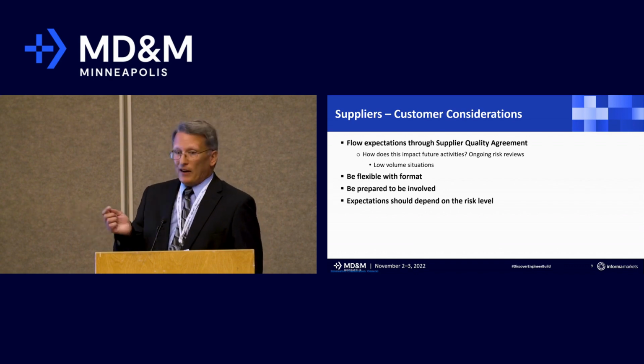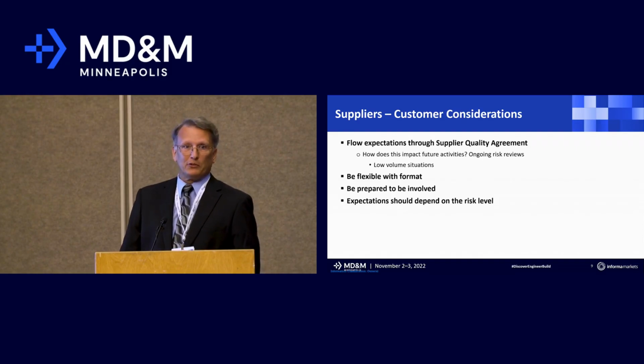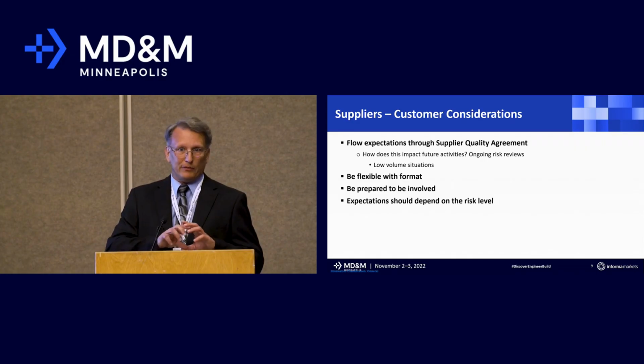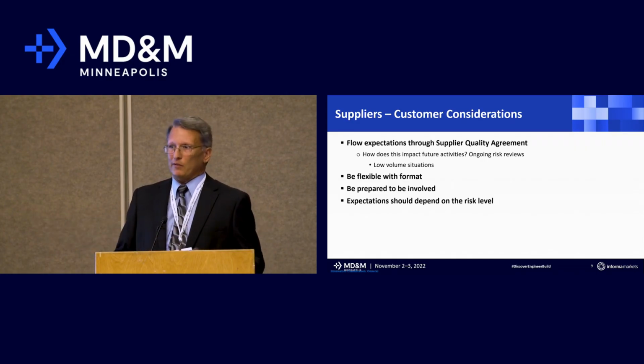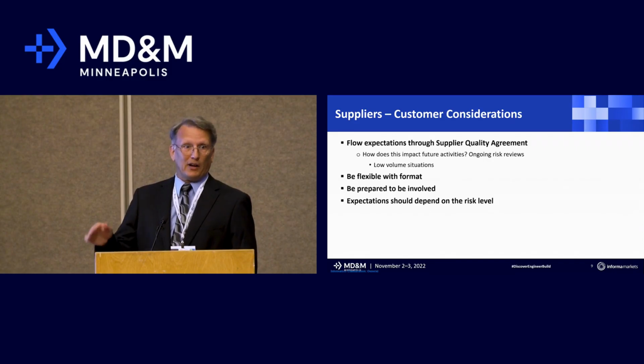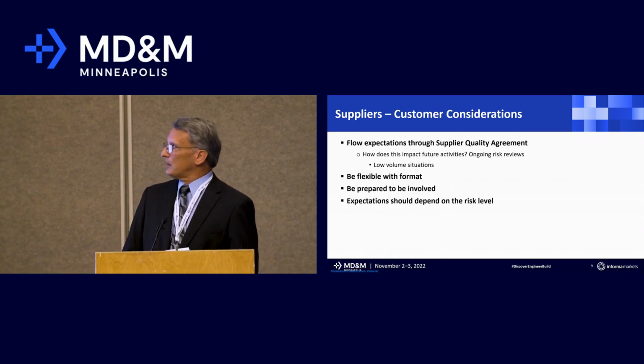And the final thing, I kind of already hinted at it, but the expectations for risk management should depend upon the risk level. If there's a component from the supplier that's low risk for you, you don't have to derive a whole lot of information back from them. But if it's high risk, you certainly do. FDA would expect it, patients would expect it. So we need to make sure that we're doing that from our customer side to our suppliers. But again, vary based on risk level.